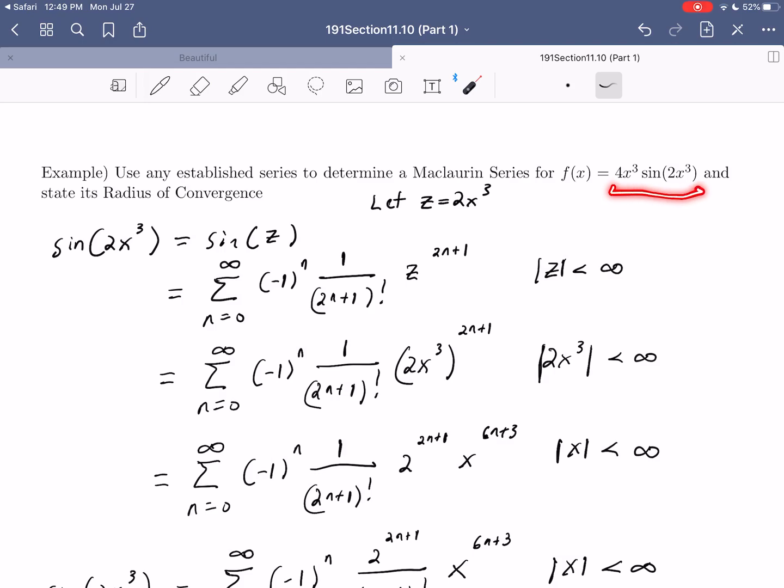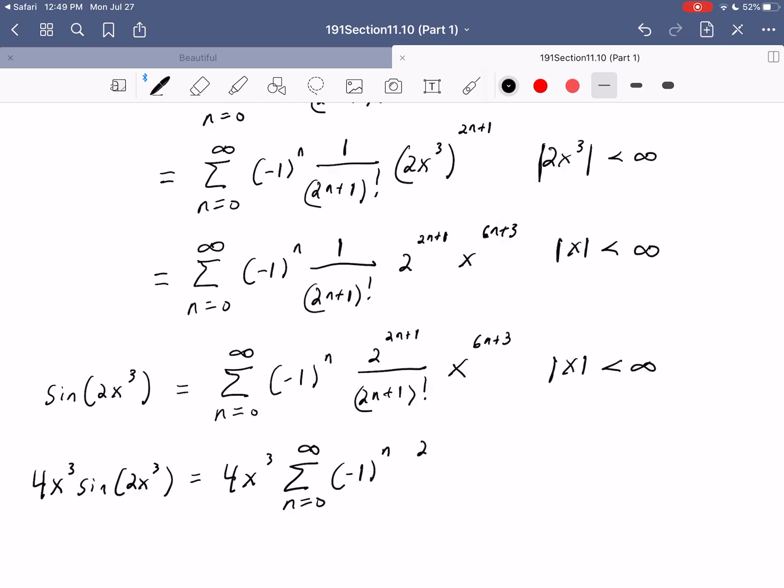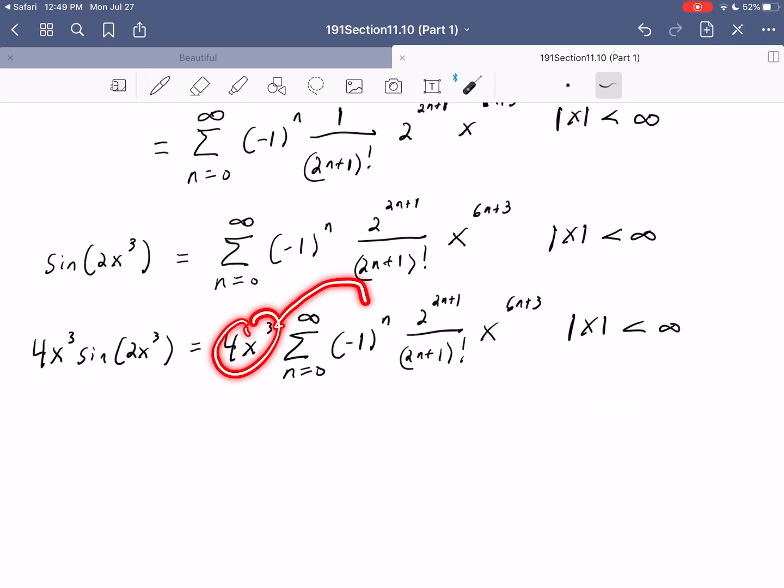We wanted 4x cubed sine of 2x cubed. So let's multiply both sides by 4x cubed. So 4x cubed sine 2x cubed is just going to be 4x cubed times the sum n equals 0 to infinity, minus 1 to the n, 2 to the 2n plus 1, over 2n plus 1 factorial, x to the 6n plus 3, absolute value x less than infinity. Remember, multiplying by a polynomial term with the same center has no impact on the radius of convergence, so we're all good. This we know distributes right in.